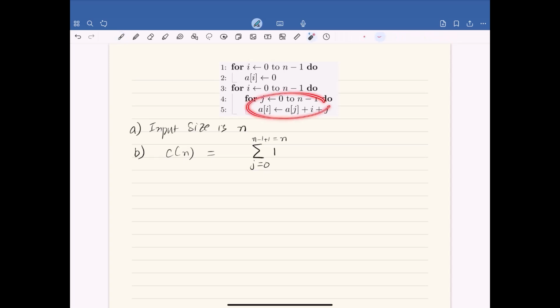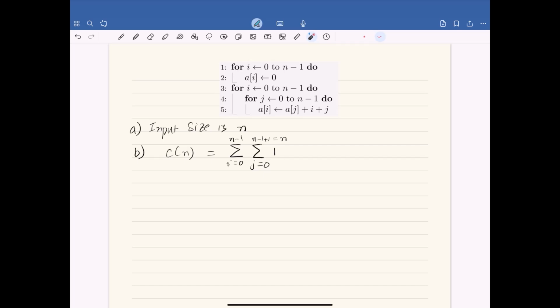Now the inner loop is repeated as many times as the outer loop iterates. For every iteration of the outer loop, we make the test of the condition this number of times. So we need to write the summation of the outer loop, and we will use the variable i. So i goes from 0 up to n minus 1, and this will be the answer for the number of comparisons made by the condition at line 4.